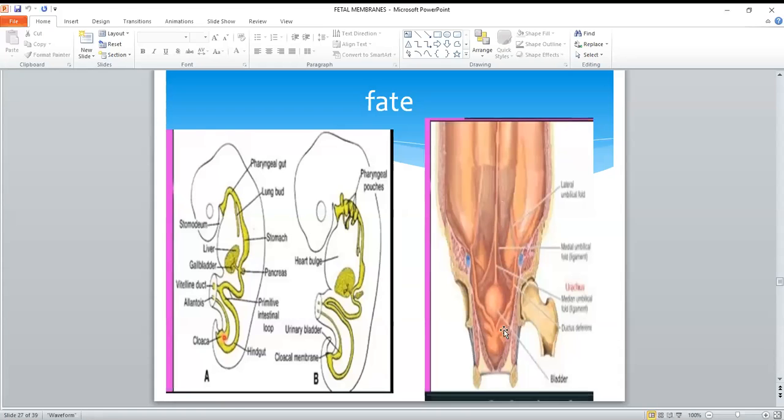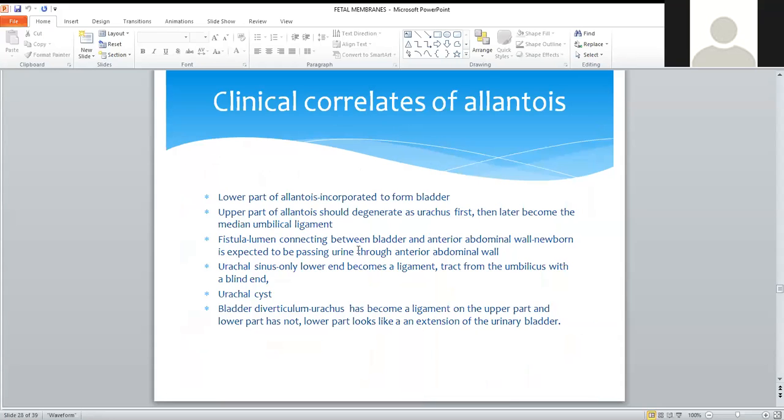So there can be leaking of urine through the abdominal wall in case this does not degenerate, like the median umbilical ligament. So the lower part of the allantois forms the bladder, and the upper part should degenerate.